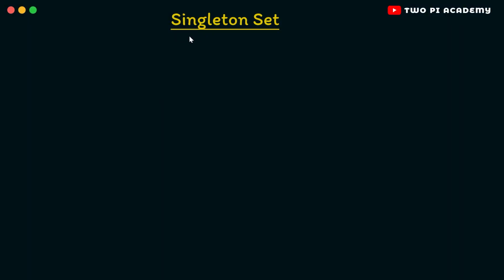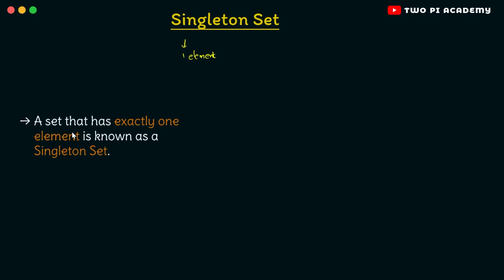So what does the word single mean? If there is just one item, then it is said to be single, right? Single means that there is just one element. The same is true in sets. A set that has exactly one element is known as a singleton set.